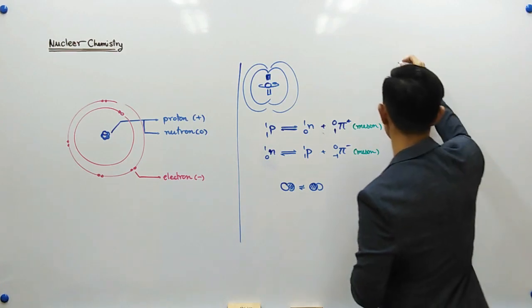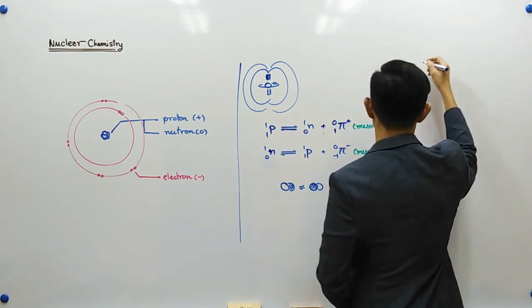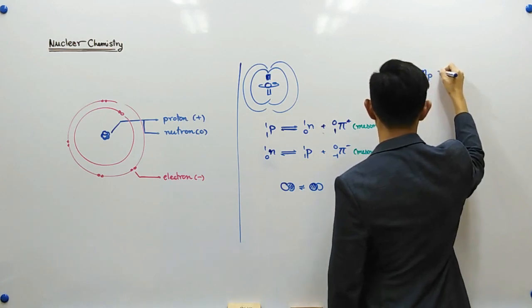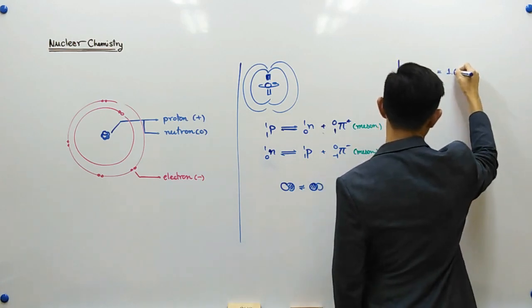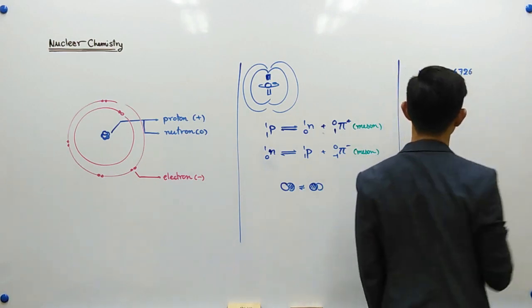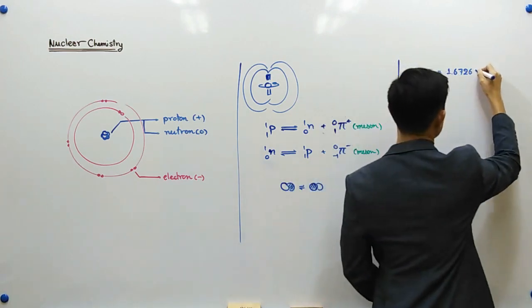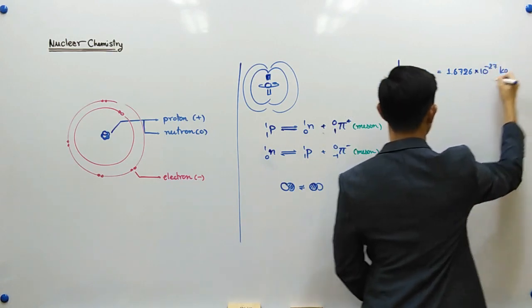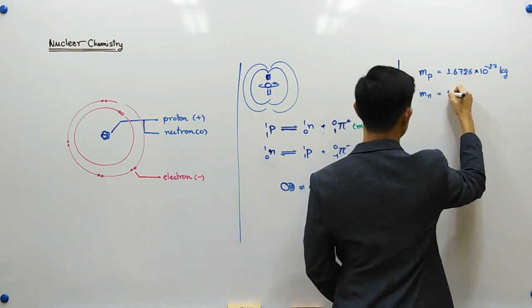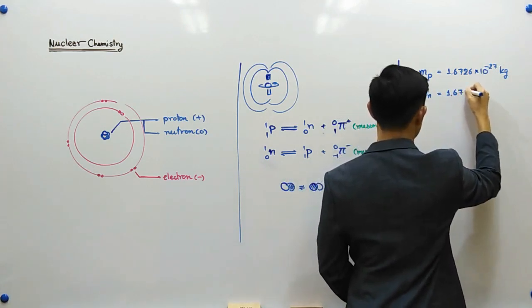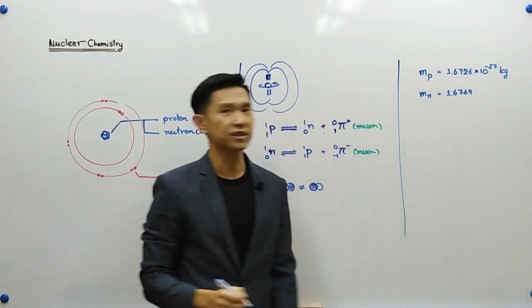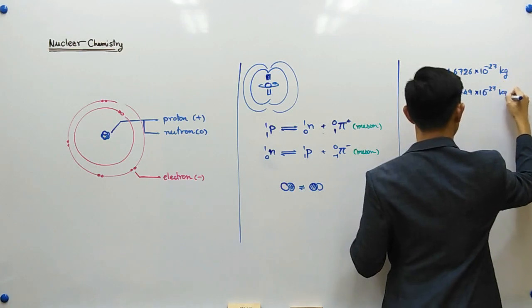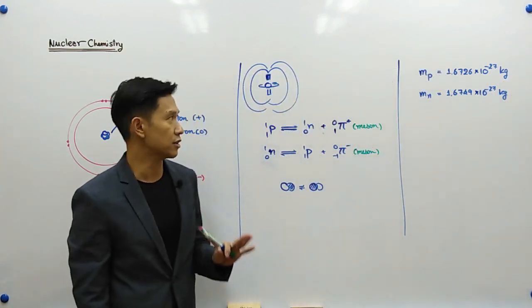One of the things that I want to show is, if you look at the mass of a proton, it is equal to 1.6726 times 10 to minus 27 kilogram. And the mass of the neutron is equal to 1.6749 times 10 to minus 27 kilogram. This is the exact mass of proton and neutron.